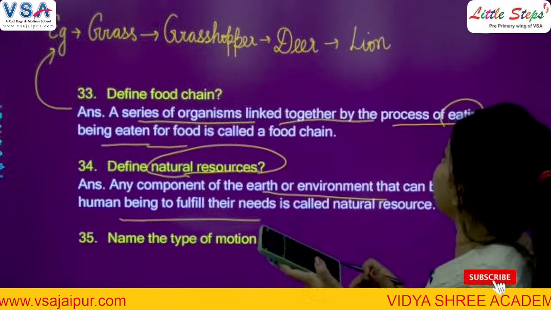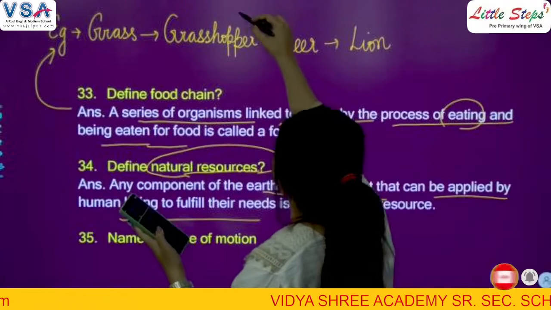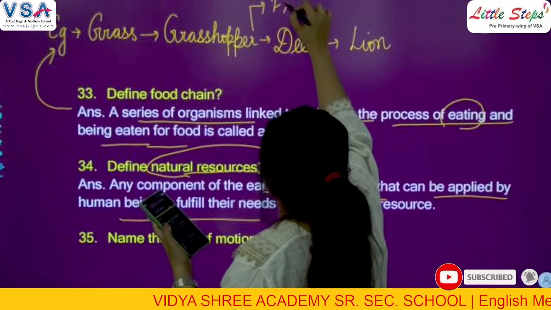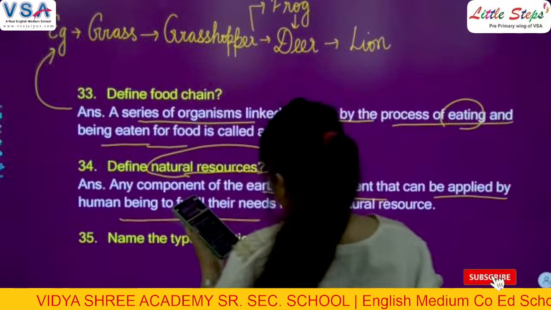Oh, Pratik is answering. Frog also. Okay, Pratik is saying grass is eaten by grasshopper, and the grasshopper is eaten by frog. And further, the frog will be eaten by deer and the lion. Very good.